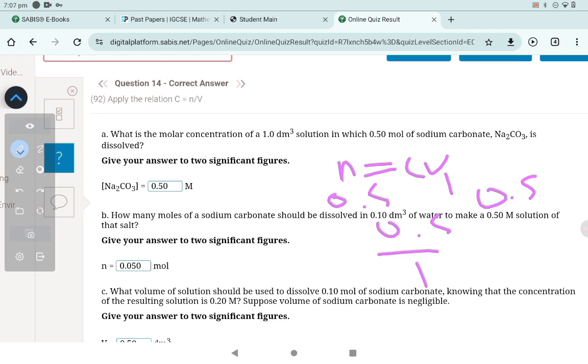How many moles of sodium carbonate should be dissolved in 0.1 decimeter cube of water to make a 0.5 molar concentration solution of that salt? So we have the volume and we have the molar concentration. n equals CV. 0.5 times 0.1 gives you 0.05.